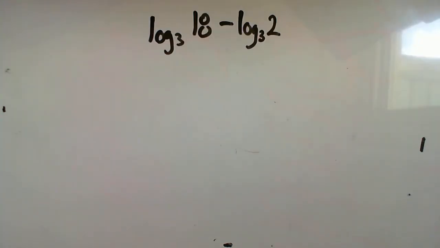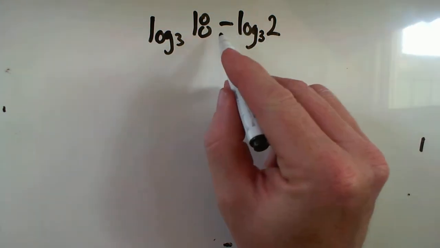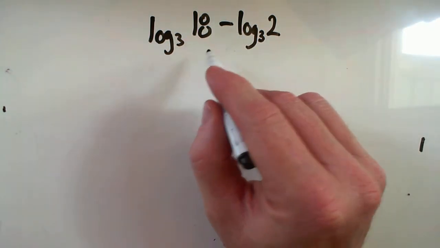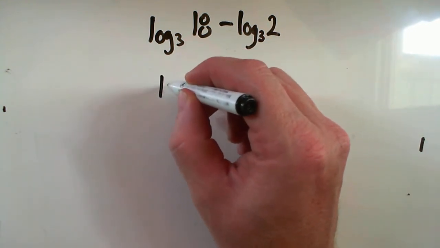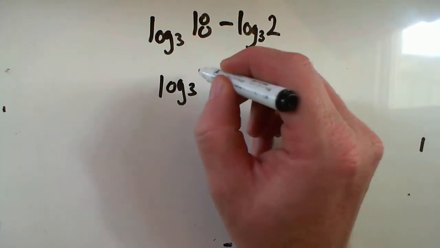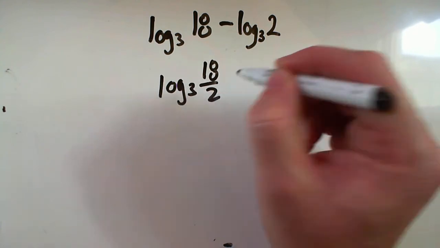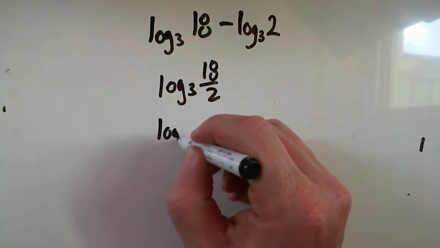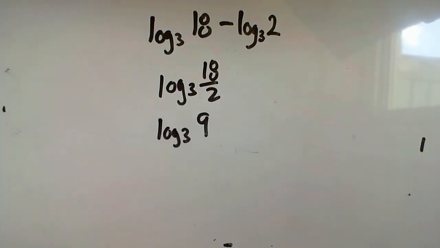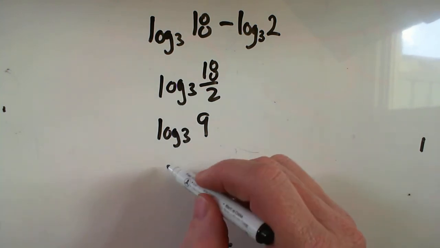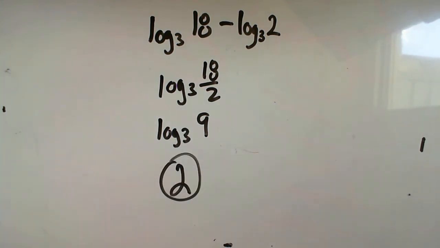Now we have to do the same type of thing, only we are doing it in reverse, in that now we are going to combine the properties of logarithms. Here, since it is the difference of two logarithms, we can combine those and make that into log base 3 of 18 over 2, which is log base 3 of 9. And 3 to what power gives us 9? The answer is 2.